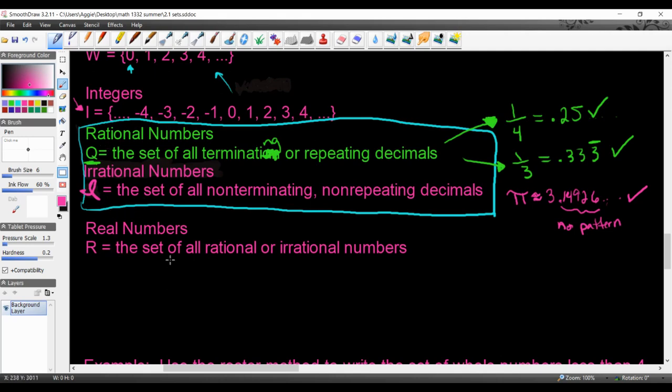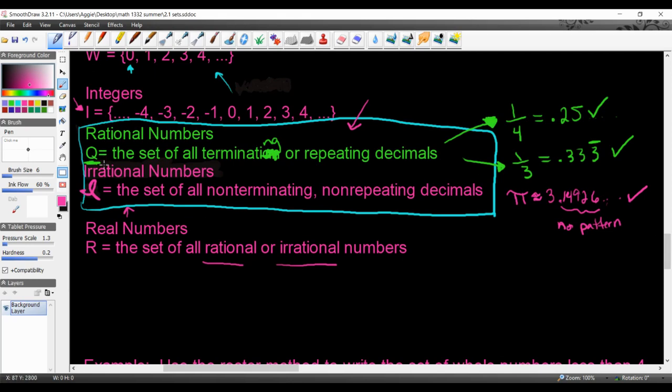The real numbers is the set of all rational or irrational numbers. So the real numbers is both of these, if that makes any sense. And that tells us that a number in the reals has to be either, if it's not rational, then it's irrational. If it's not irrational, then it's rational. So it has to be one or the other. Okay? All right. Hopefully you got that.